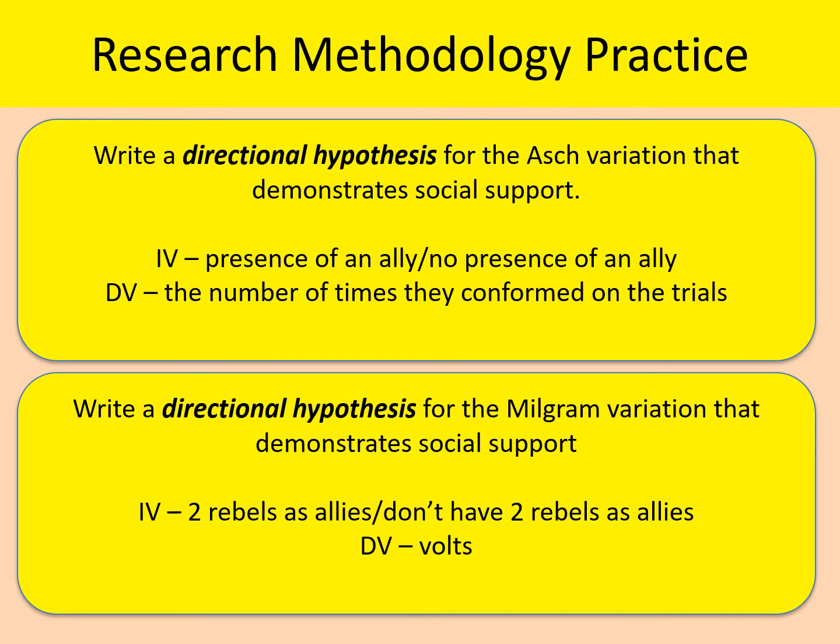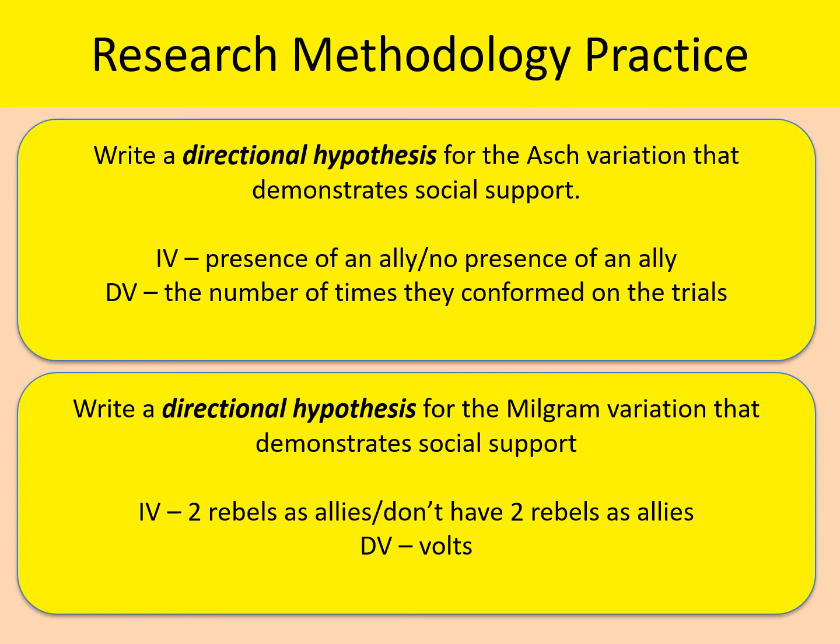So let's do a bit of research methodology practice. Could you pause the video and write a directional hypothesis for both the Asch variation and the Milgram variation that demonstrates social support? I've given you the IV and DV for both, so remember you would begin your hypothesis with participants who, and then go IV, DV, IV. Pause the video and then start again.